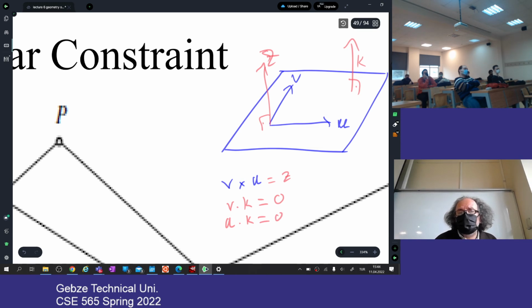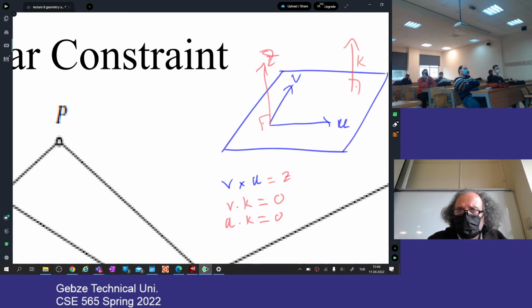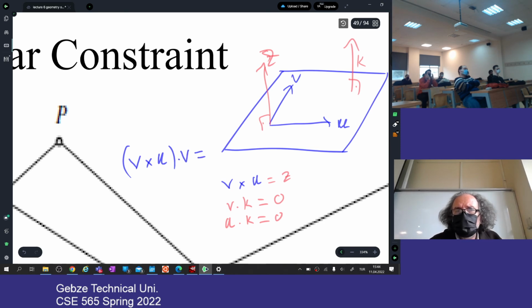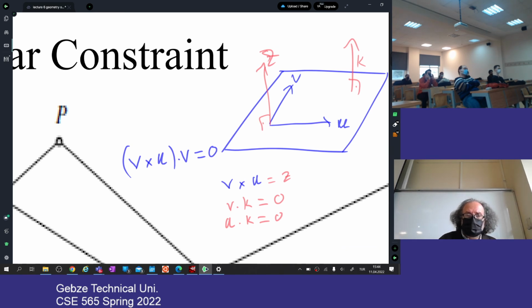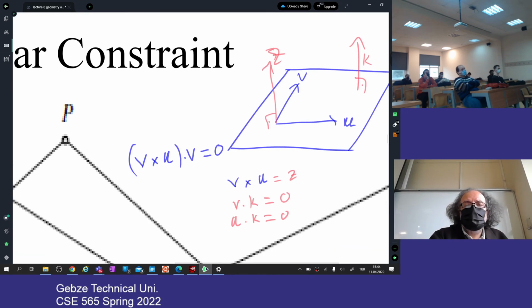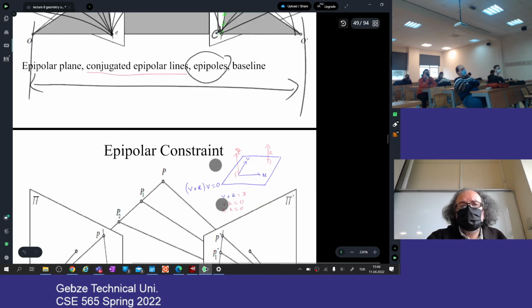But how about this? v cross u, dot v. You would get what? Zero, exactly, because I am just multiplying this, which is perpendicular to both u and v, with v, so I am going to get zero. So that's what I am going to use.